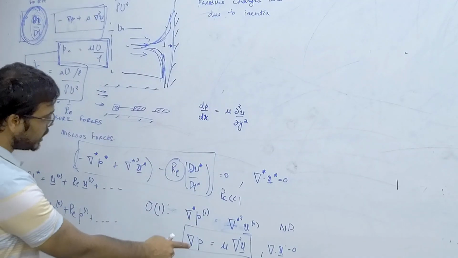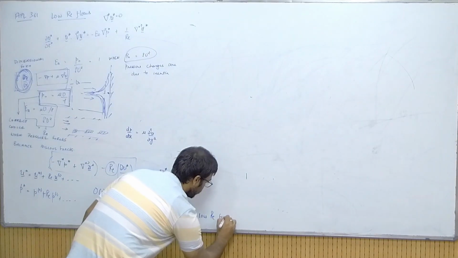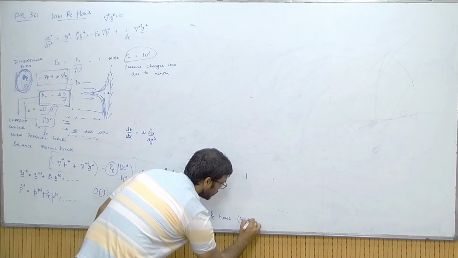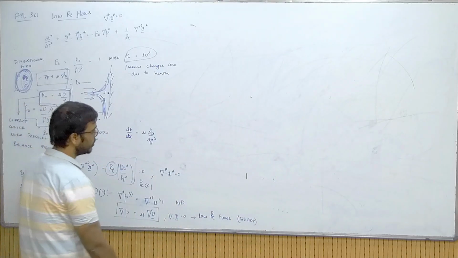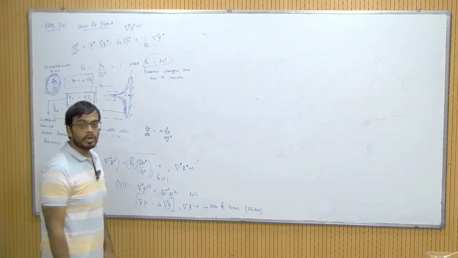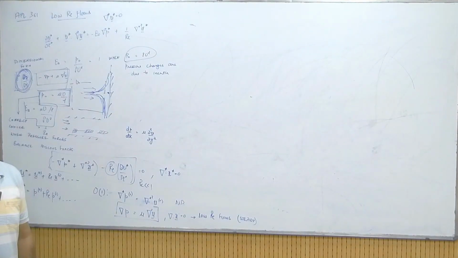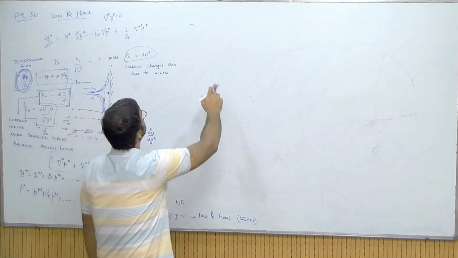So, these are the governing equations for your low Re flows, to be specific, steady low Reynolds number flows. You could also have unsteady low Reynolds number flows. And I would leave this as an exercise to you.